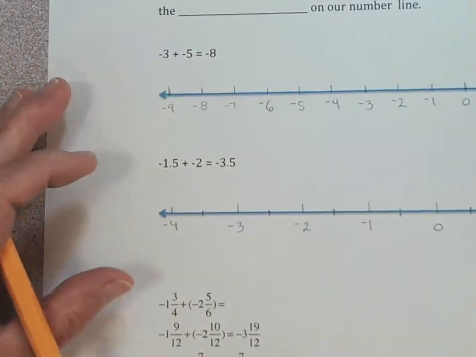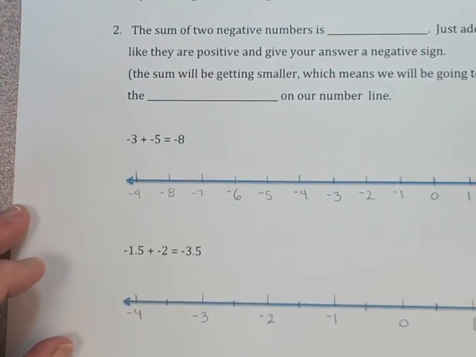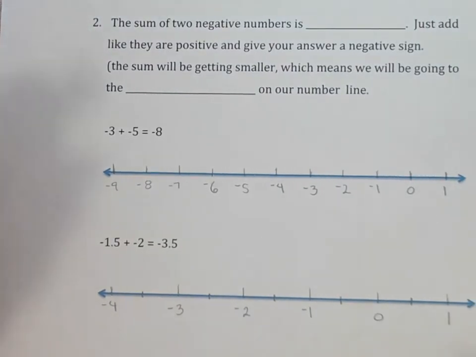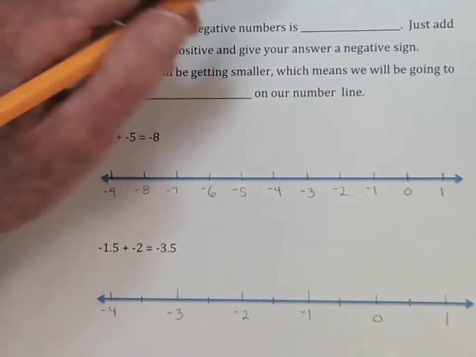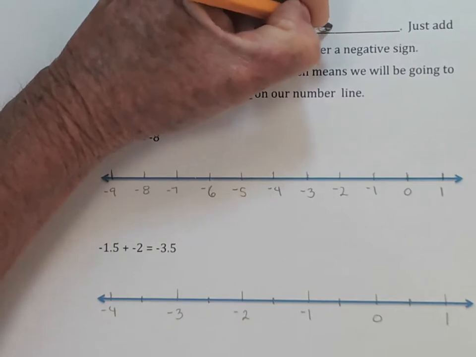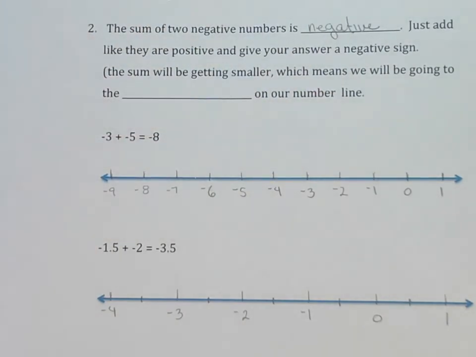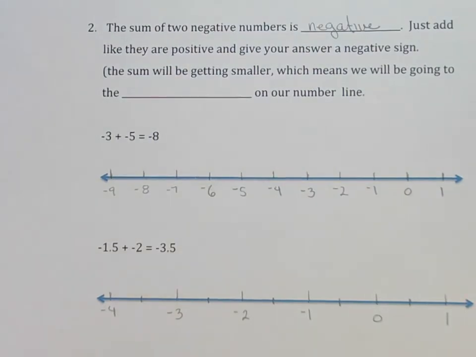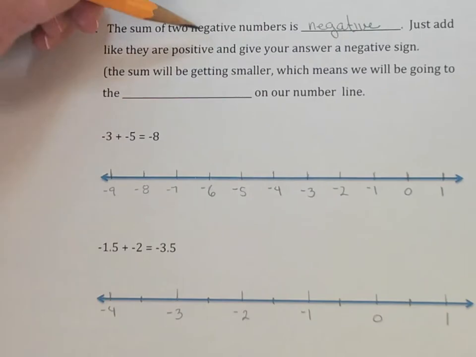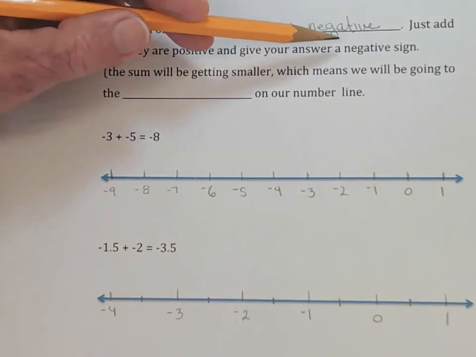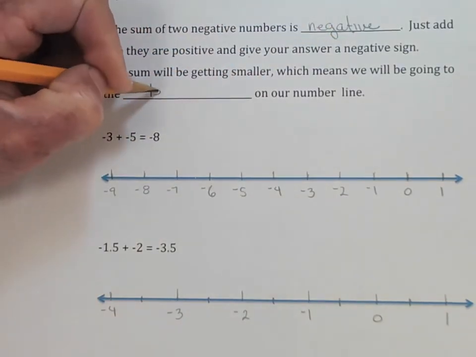Now if you're going to add two negative numbers, the sum of two negative numbers is going to be negative. You're just going to add them like they're positive and give your answer a negative sign. So this time when you add a negative, your sum's going to get smaller, which means we'll be going to the left on our number line.